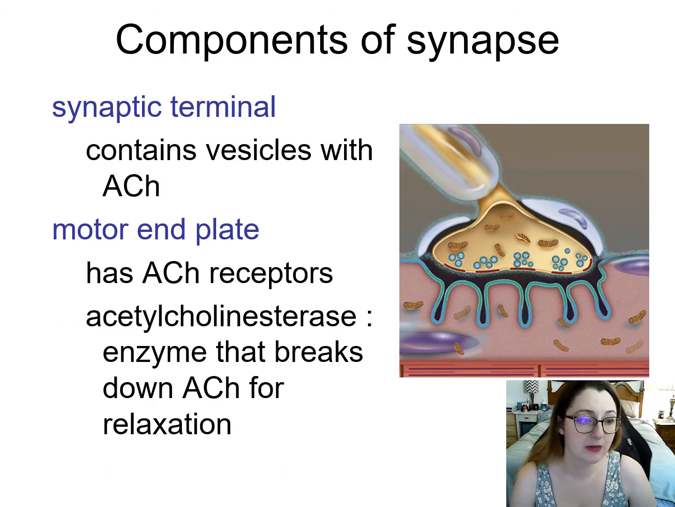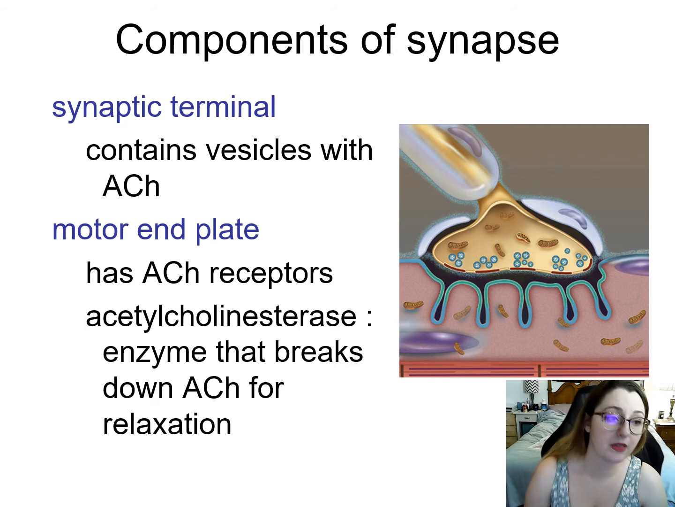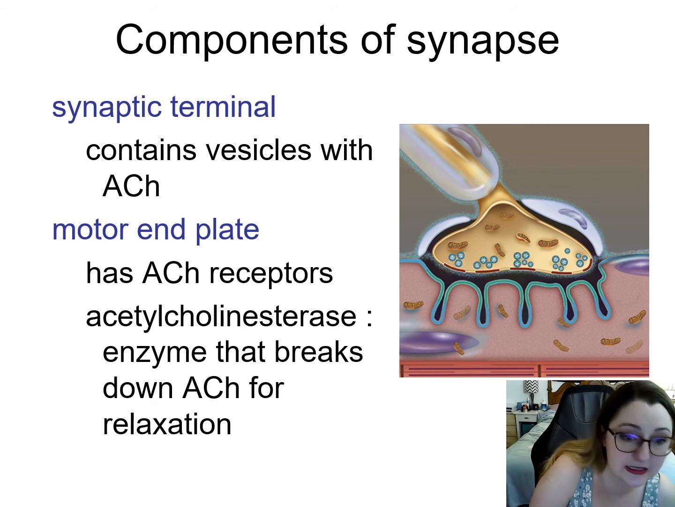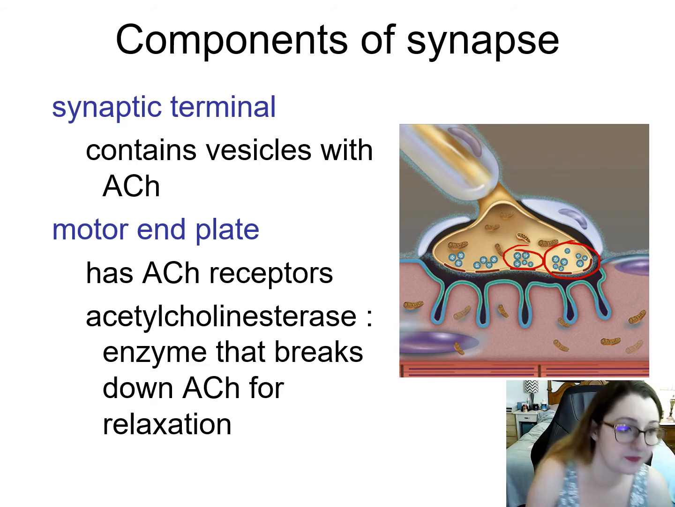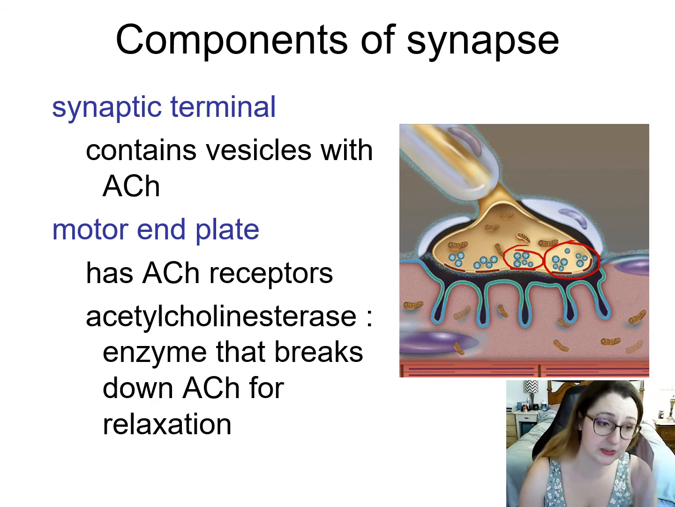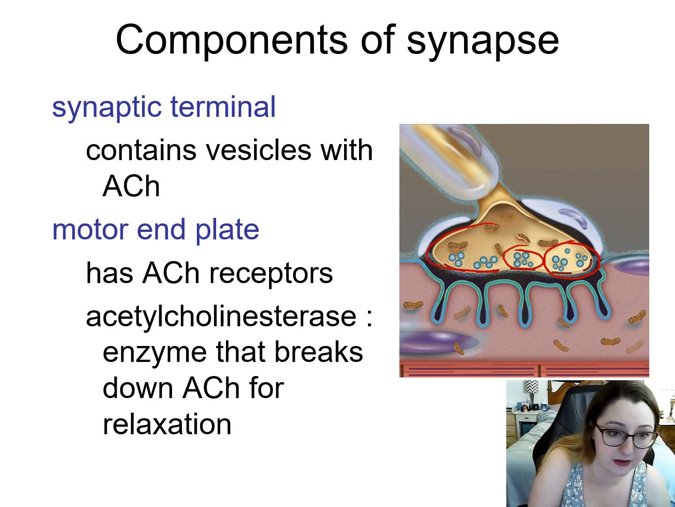Next, we're going to talk about the synaptic terminal. It's going to contain vesicles, which we've talked about in one of the first lectures when we talked about cells. So if you need to review that, that's fine. But this is going to contain vesicles with acetylcholine in it. So these are the vesicles that we are talking about. That is the synaptic terminal as well. This structure down here.